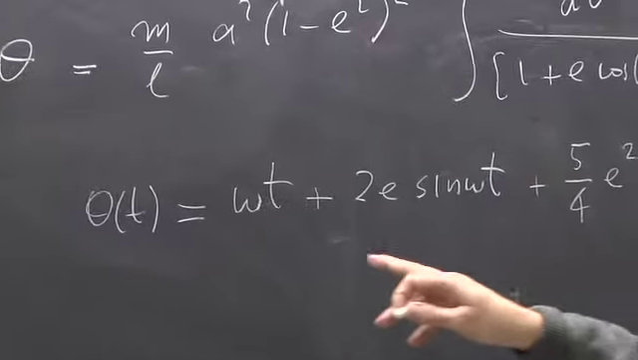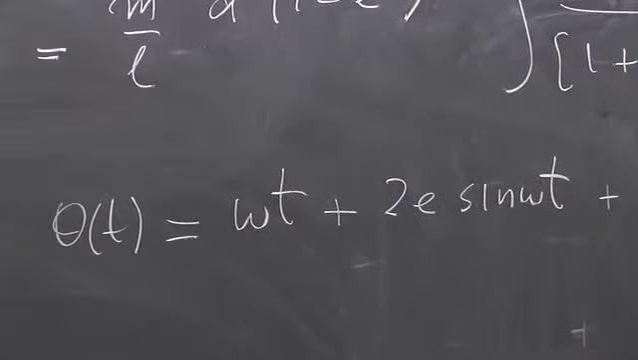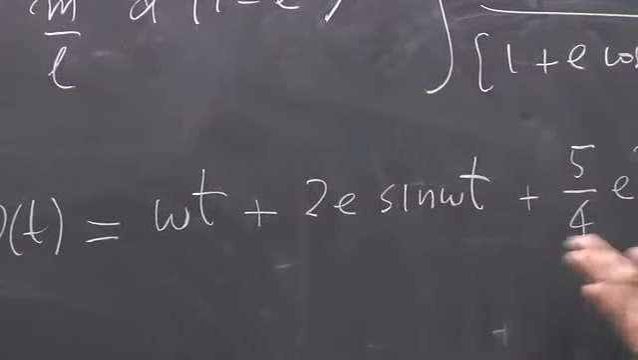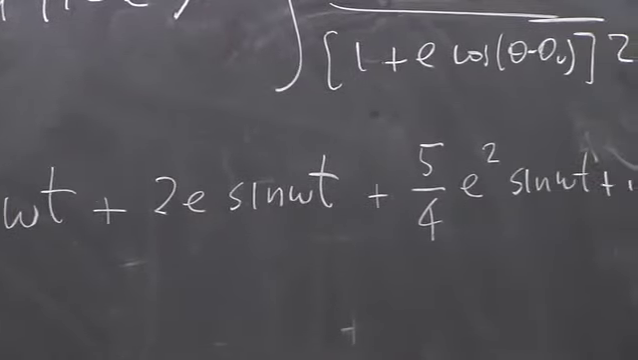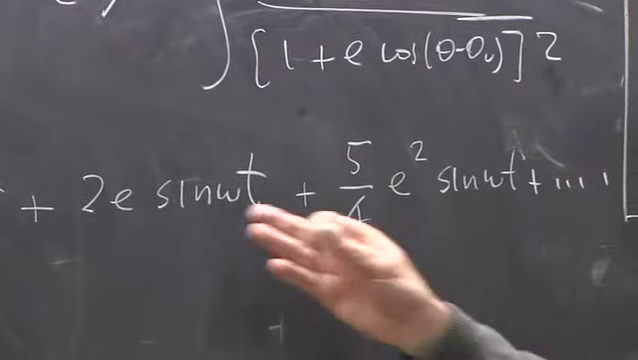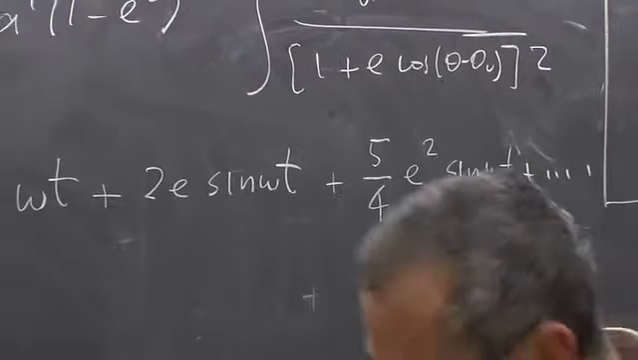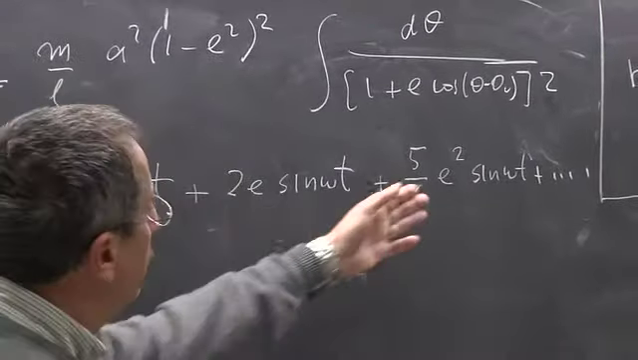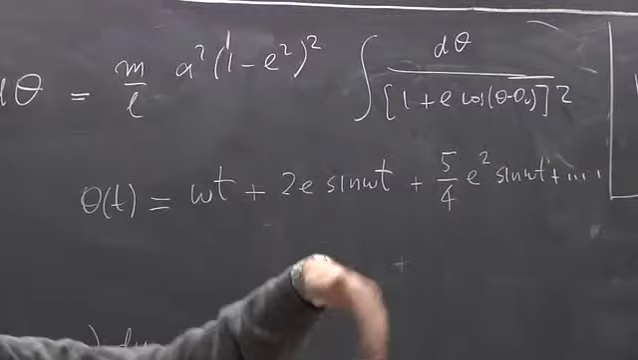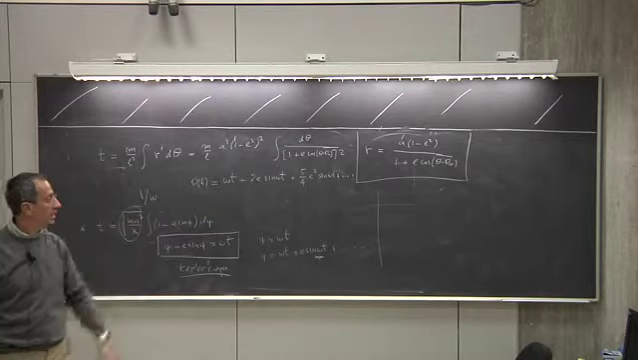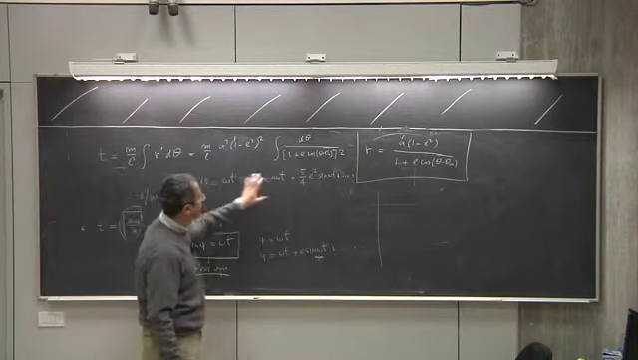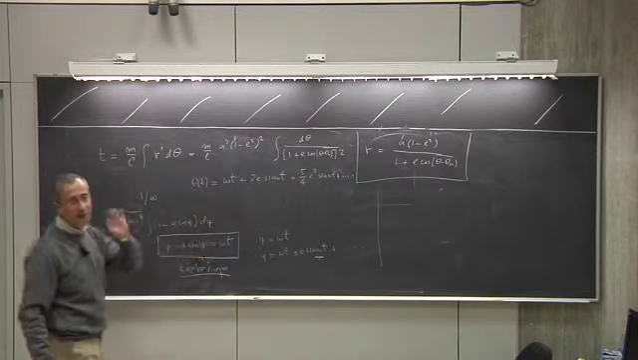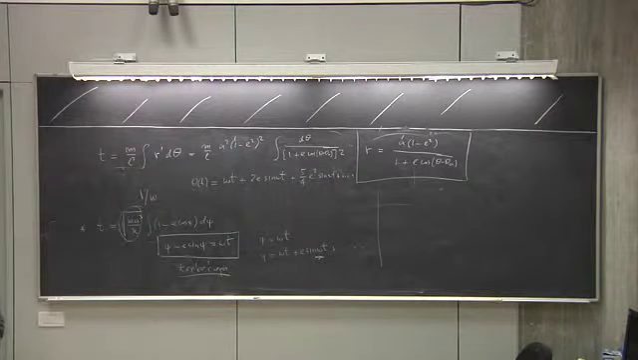And now you see why I was talking about, in a way, Fourier series. I'm expanding this motion in a Fourier series, and these are the first three terms of this expansion, okay? But it goes all the way, see? So this is the solution that Kepler found.